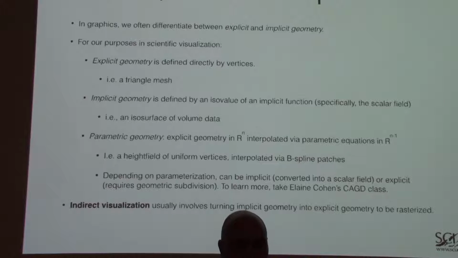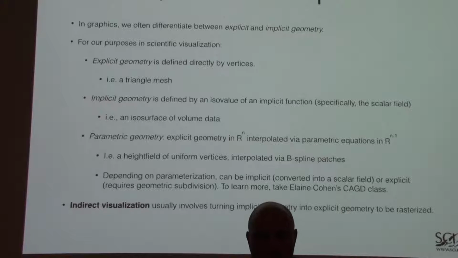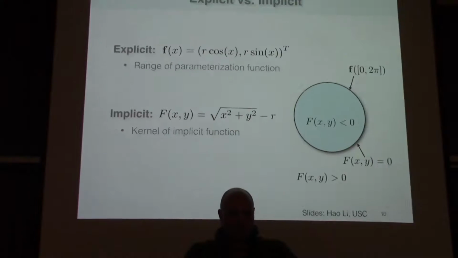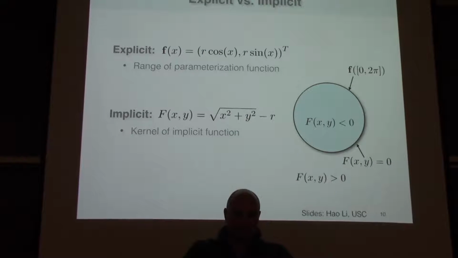So in the end, we don't need to worry about that too much. And as I mentioned before, indirect visualization, as we're going to be talking about in this lecture, generally involves turning implicit geometry, or a scalar field with an ISO value that's defined, into explicit geometry that we're then going to rasterize. So here's some simple examples that I pulled from Hao Li's slides.